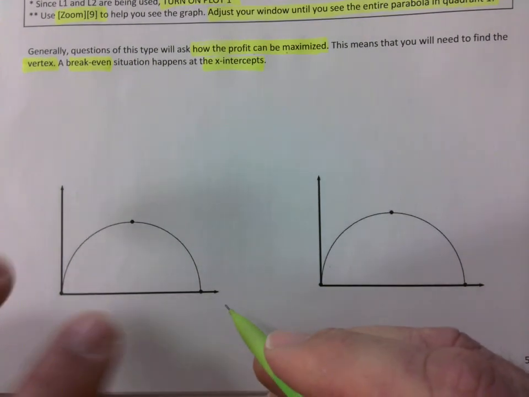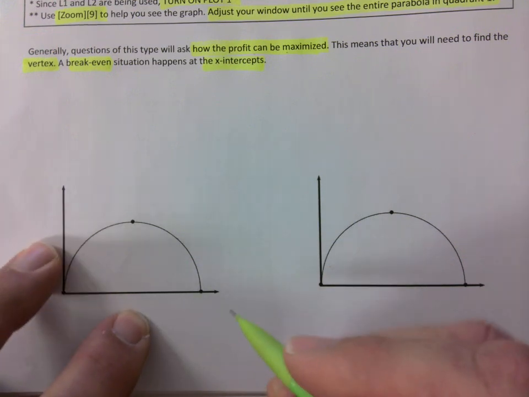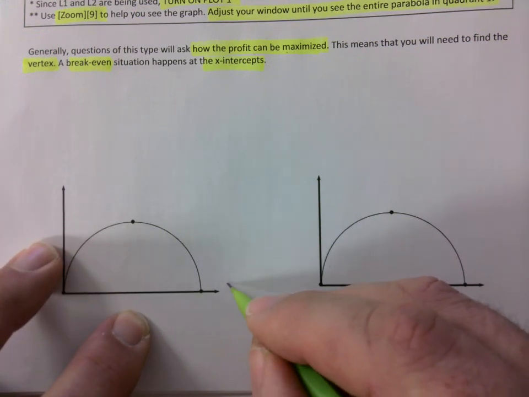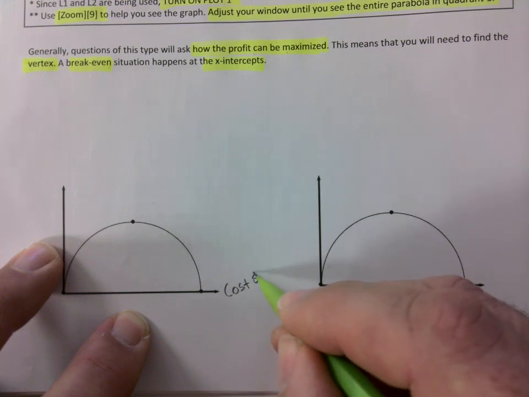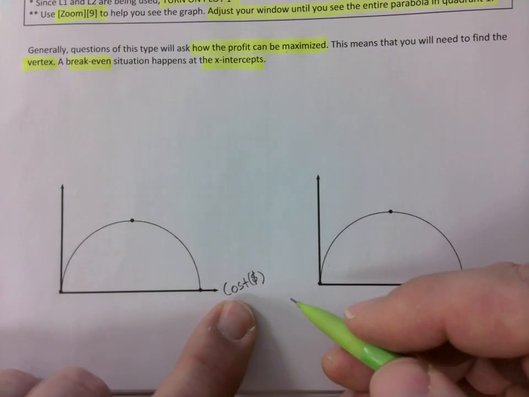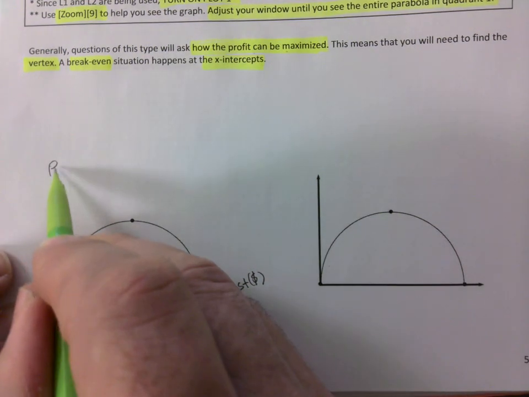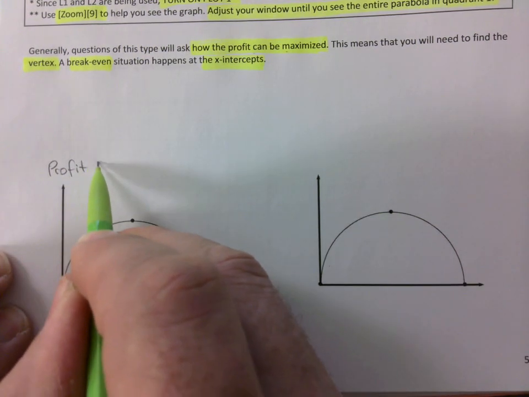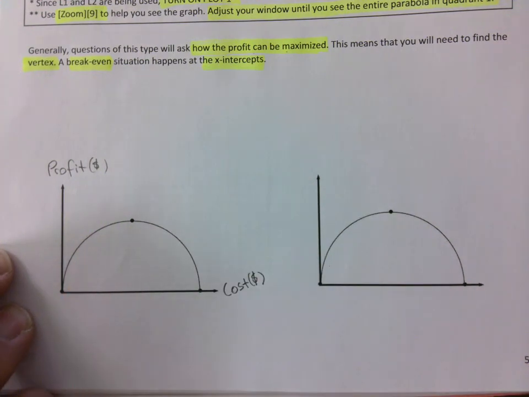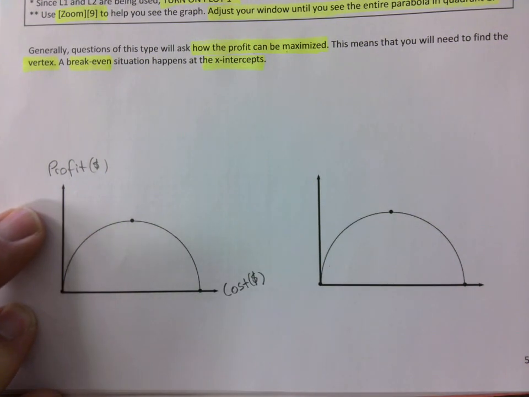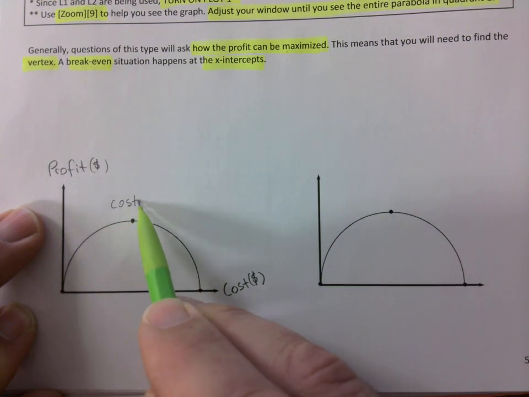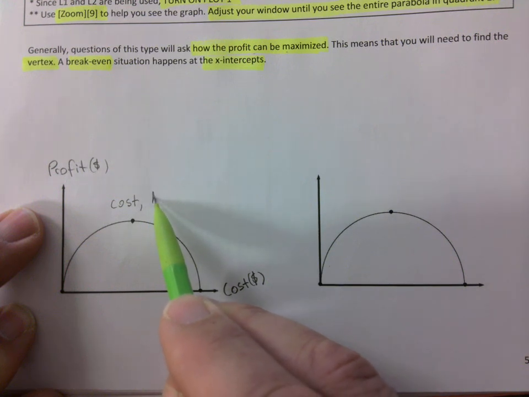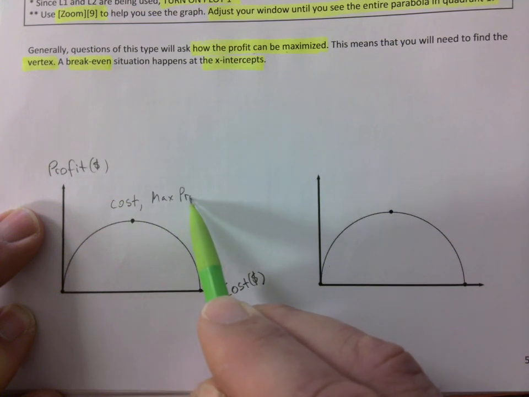So, using the illustration above, let's say you put cost into L1, and that would be dollars, and you compare that to profit, because remember, profit is always going to be in your y axis. Then, at this point, if you find the vertex, it'll be the cost that will give you the max profit.